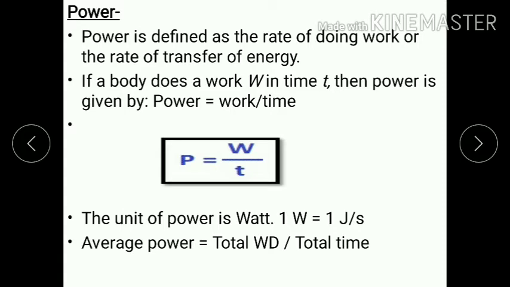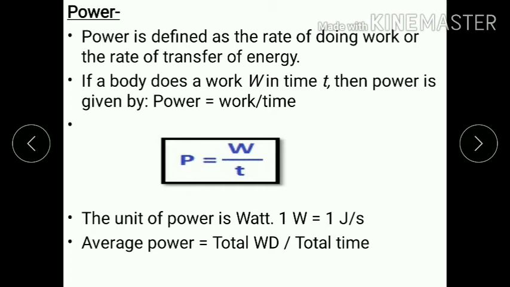If a body does work in time t, then power is given by P is equal to W upon t. P is equal to W upon t, meaning how much work is done by the object in a given particular time. The unit of work is joule and the unit of time is second, so the unit of power is joule per second.